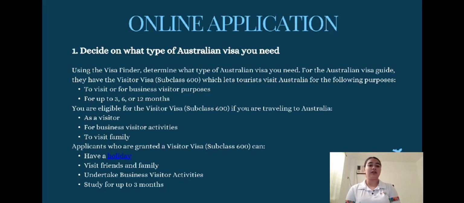You're eligible for a visitor visa or the subclass 600 if you are traveling to Australia as a visitor, for business visitor activities, or to visit family. Applicants who are granted a visitor visa or the subclass 600 can have a holiday, visit friends and family, undertake business visitor activities, or study up to 3 months.